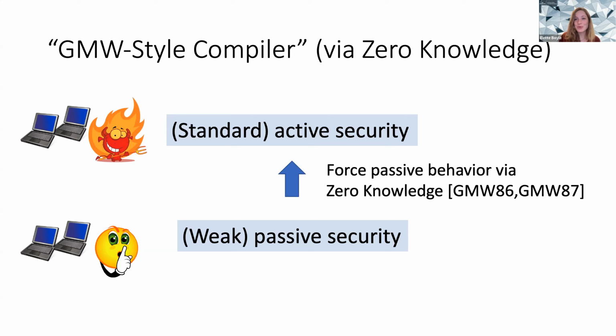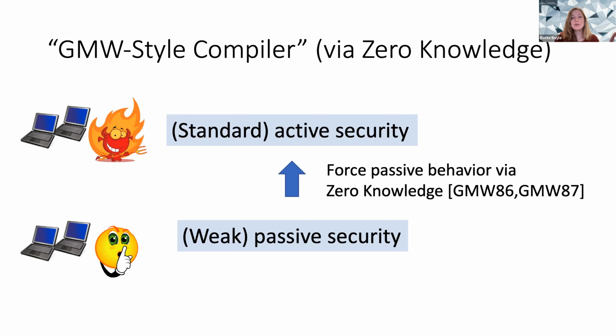And the original such one was in these works of Goldreich, Micali, and Wigderson, which used a tool of zero knowledge to roughly force passive behavior, to force everybody, once they do an action, to prove that this is indeed the correct action they were supposed to do. So this allows you to reduce the security given this extra layer on top.